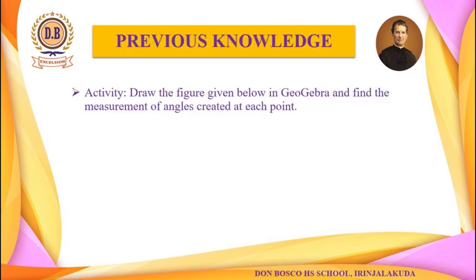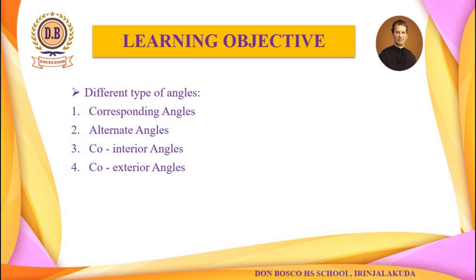In the last class, we have done an activity by drawing a triangle and a segment that intersect this triangle, and we have found out the possible angles. In today's class, we are going to study the types of angles.